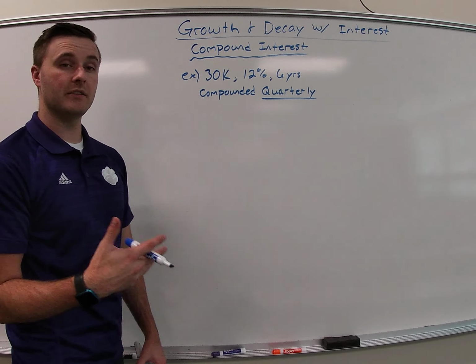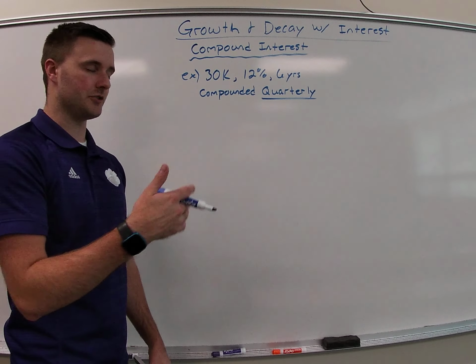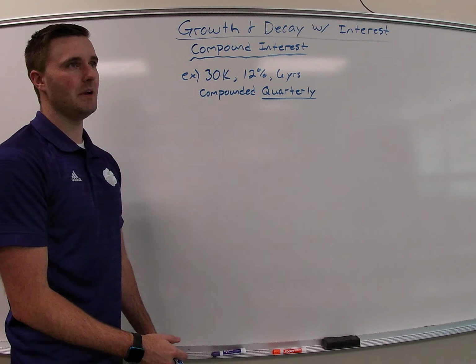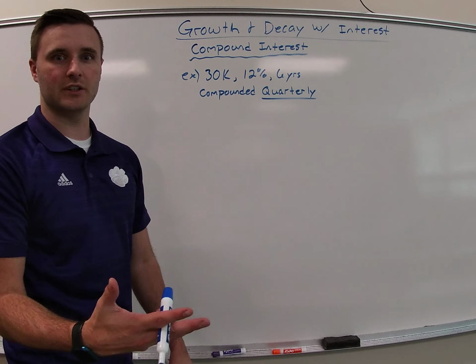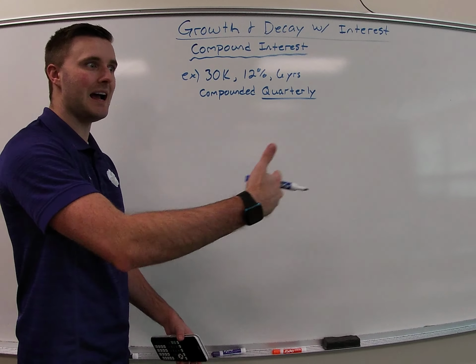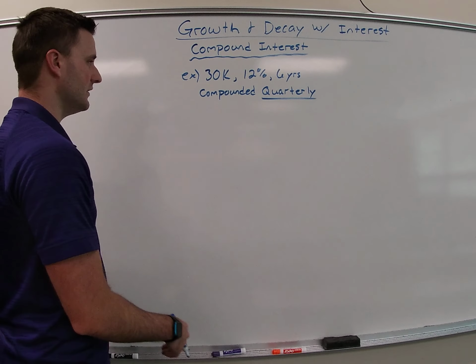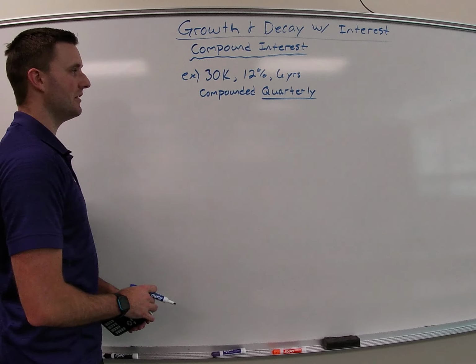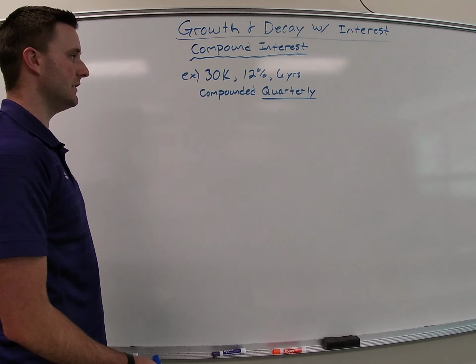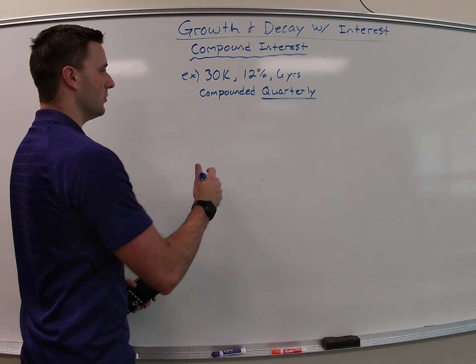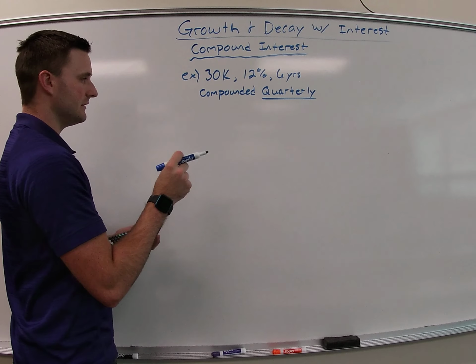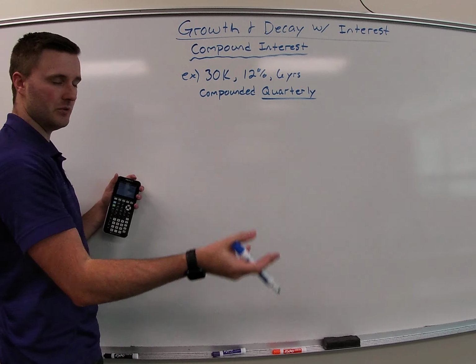If it's compounded monthly, then you would say 12, because there are 12 months in a year. If it's compounded semi-annually or biannually, there are 2 halves in a year, so it would be 2. If it's compounded annually, then it would be 1, right? So however much it's compounded, we're going to have this determine what that number is compared to a year.